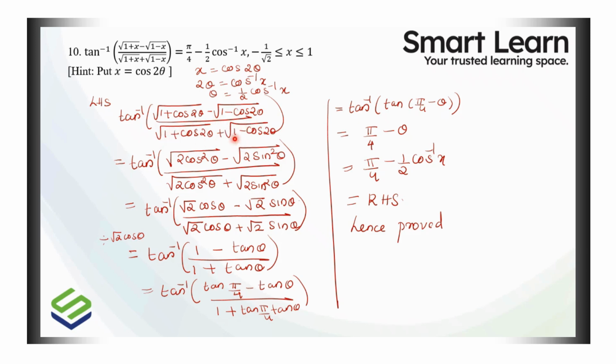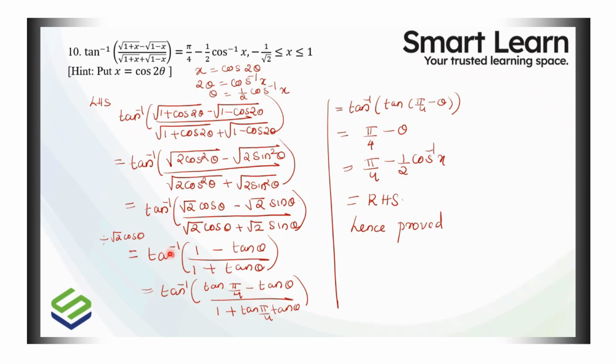Let's substitute this. What is 1 plus cos 2 theta? Already we studied, 1 plus cos 2 theta is 2 cos square theta. 1 minus cos 2 theta is 2 sin square theta. First you substitute this one. Then root of 2 cos square theta will be root 2 cos theta, root 2 sin theta by root 2 cos theta plus root 2 sin theta.